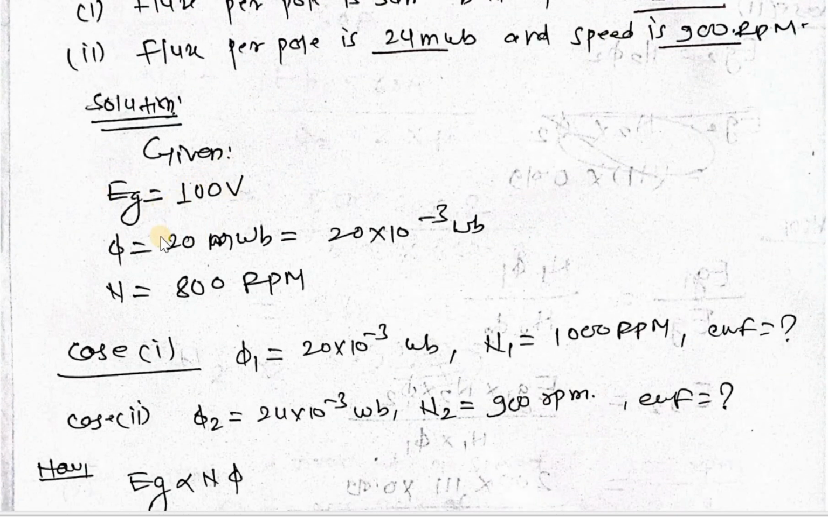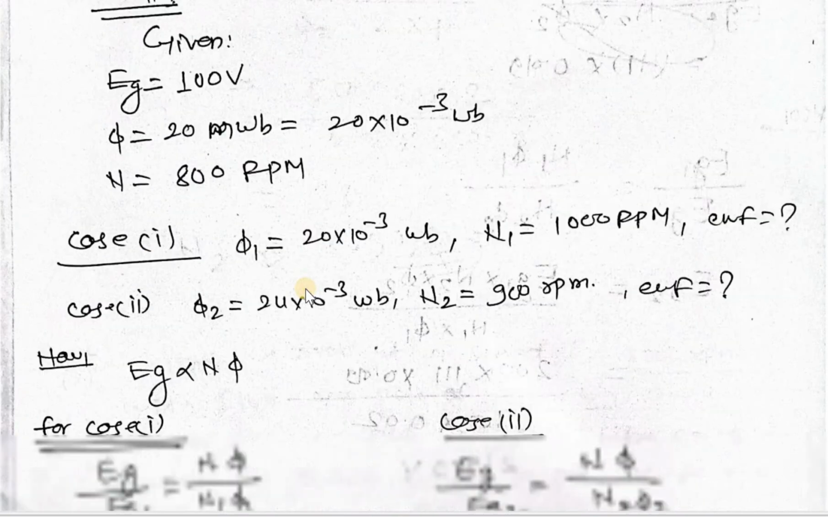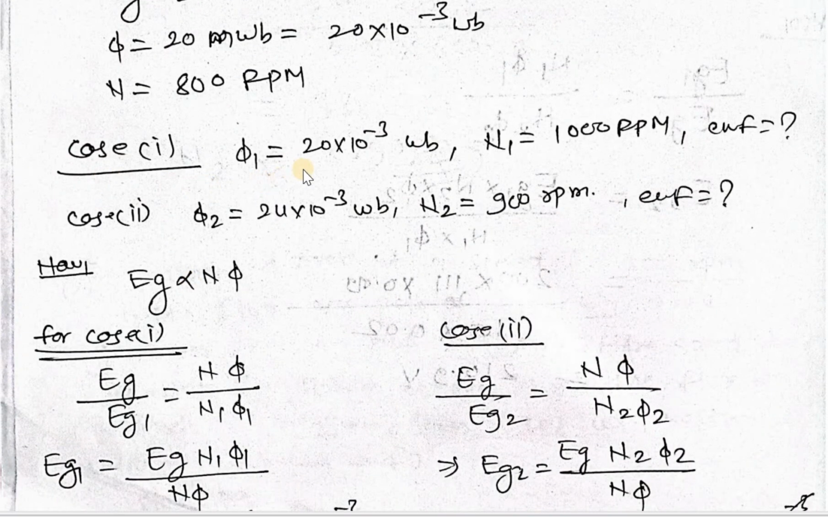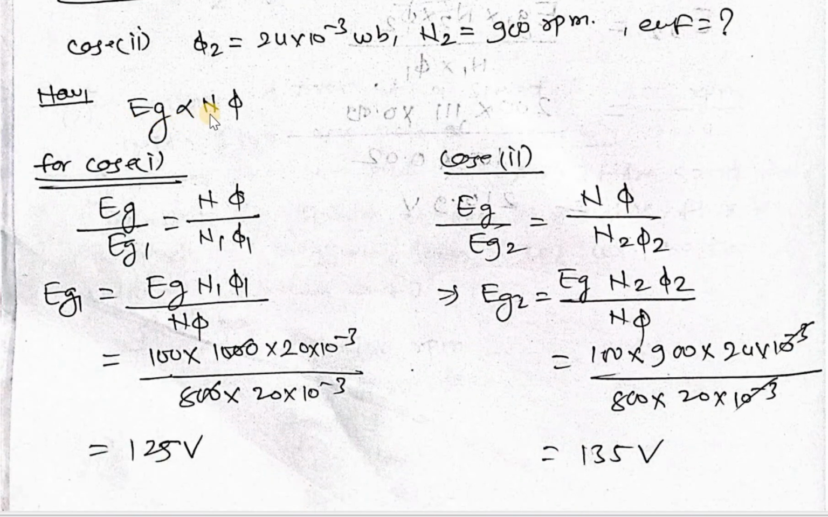Solution: first of all, generated EMF is 100 volt, phi equal to 20 milliweber and N equal to 800 rpm. Case first: phi equal to 20 into 10 power minus 3, N1 1000, and EMF equal to what? Second case: phi 2 equal to 24 into 10 power minus 3, N2 equal to 900, EMF equal to what? We know EZ is directly proportional to N phi, and for case first, EZ upon EZ1 equal to N phi upon N1 phi 1. So EZ1 equal to EZ N1 phi 1 upon N phi, that is 100 into 1000 into 20 into 10 power minus 3 upon 800 into 20 into 10 power minus 3.